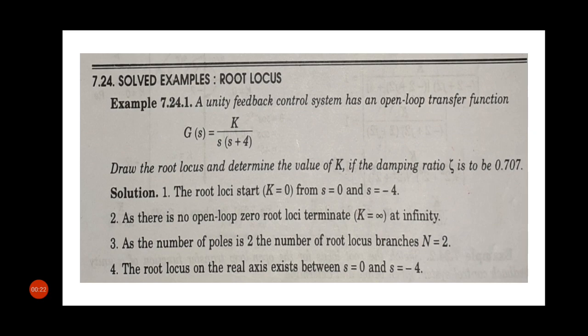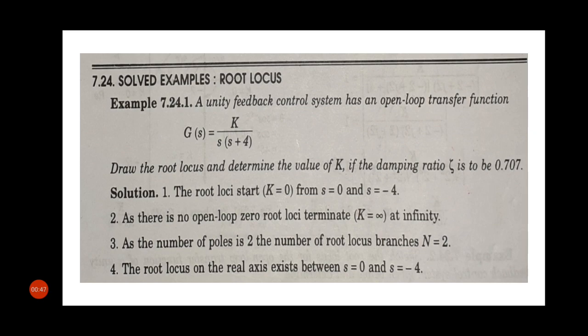So take this example. A unity feedback control system has an open loop transfer function G(s) equal to K divided by s into (s plus 4). Draw the root locus and determine the value of K if the damping ratio zeta is to be 0.707. So let's see the solution.